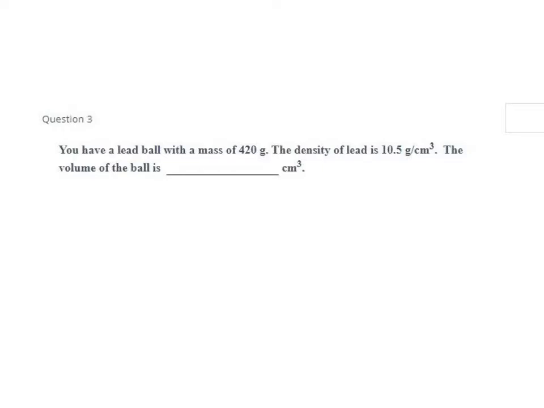Okay, so we have a lead ball with a mass of 420 grams. So it's telling me the mass, that's M. It says the density of lead is 10.5 grams per cubic centimeter. So this is D. So that means I'm solving for volume, which is V. Okay, so same equation, density equals mass divided by volume.